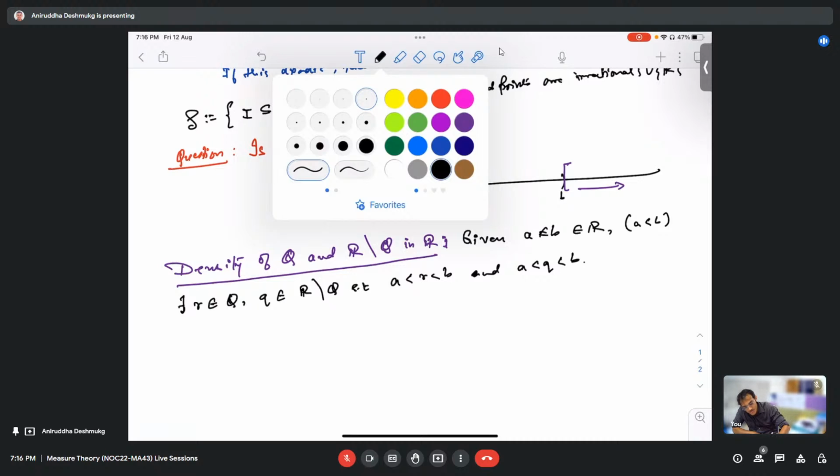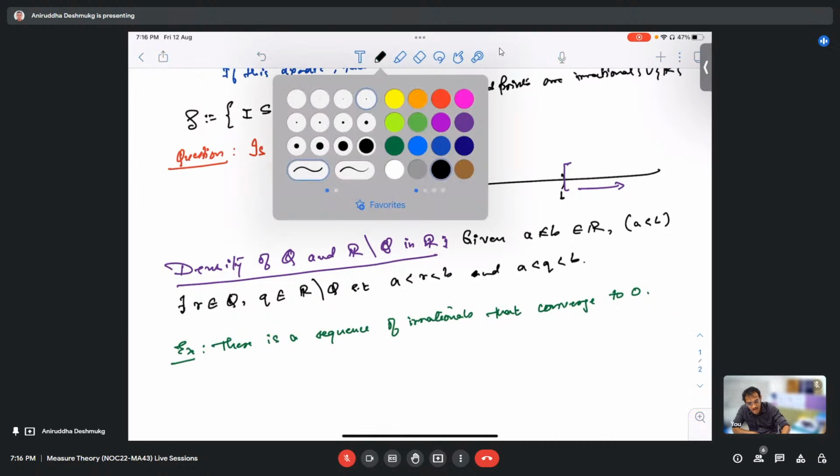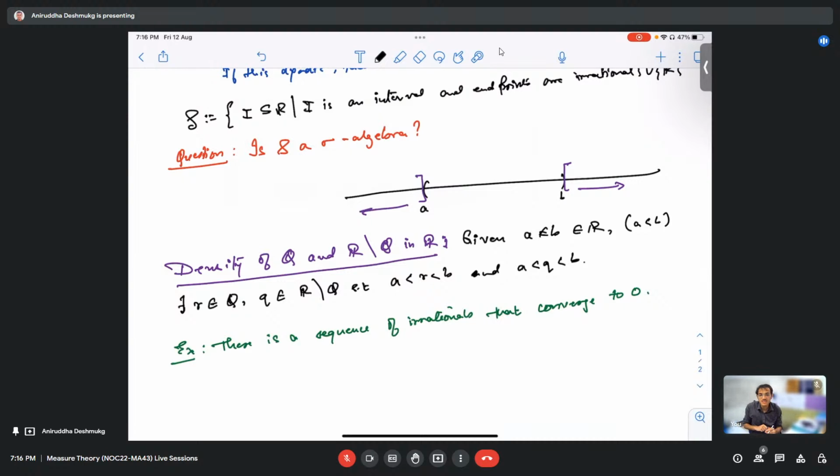Using this, one can prove, I will leave it to you perhaps, you just check that there is a sequence of irrationals that converge to zero. Can you give me some idea how you are going to prove this using the statement I have written above? I don't know, sir.